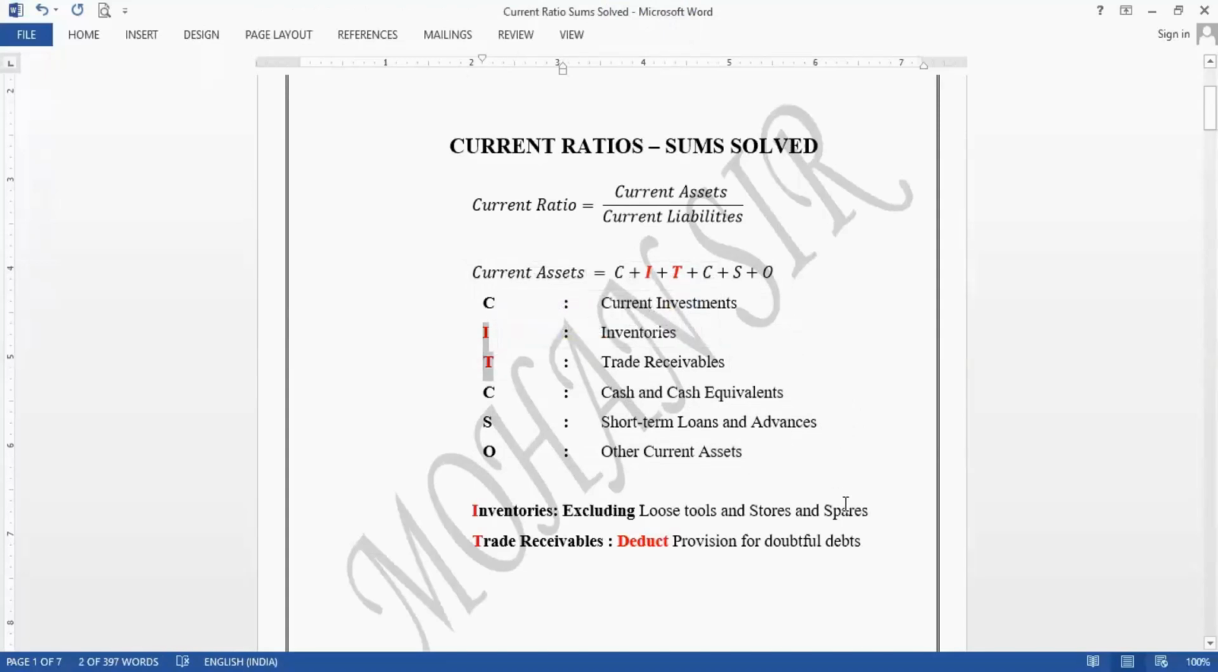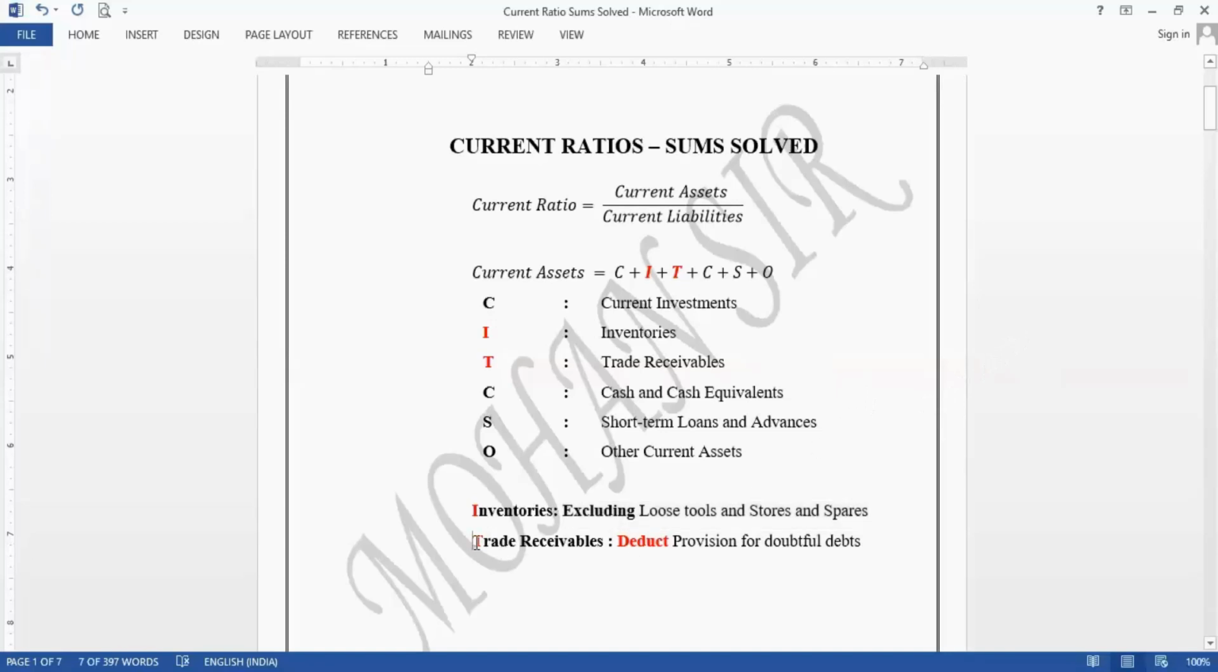Now you must be thinking why these are marked with red, I and T. The reason of marking with red over here is the adjustments that we need to take care while solving the sums of current ratios. While calculating current assets, this I, that is inventories, we have to take inventories excluding loose tools and stores and spares. If any specific information is given that inventories include loose tools of so and so amount, stores and spares of so and so amount, so that has to be excluded. We need not to include while calculating current assets.